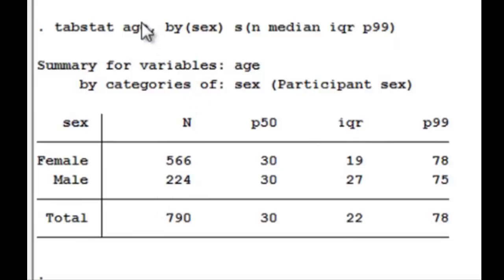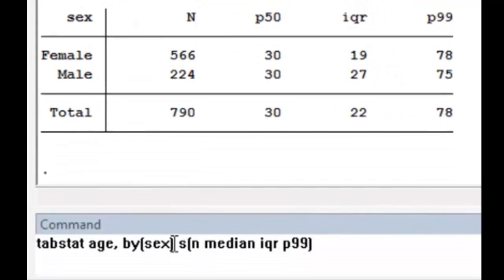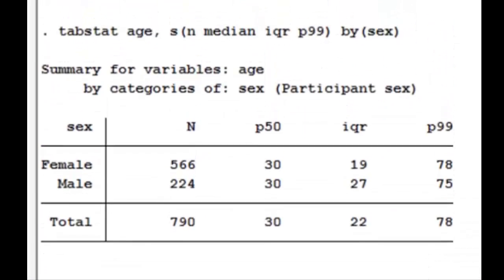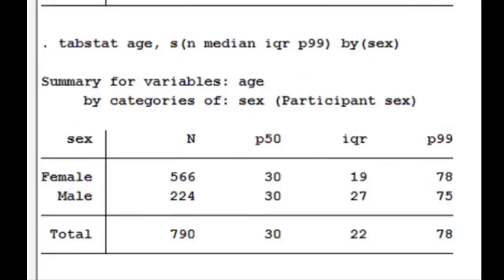And here you go. We see that the age has been grouped into females and males, and we see the total number of each here. And we see that at the 50th, at the median, 30 is the median for both male and female. The interquartile range is a little bit higher for male, and the 99th percentile shows that the female age is higher than the male age at the 99th percentile. Now, what if we switch the order of by and S, these options? We can just highlight this, move it to the end, hit enter, and it shows the same thing. So Stata, in my experience, does not discriminate between different orders after the comma.